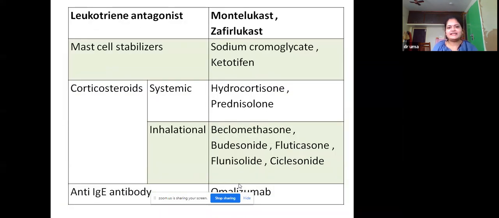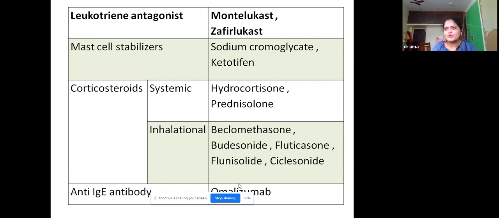And leukotriene antagonists are montelukast and zafirlukast. Mast cell stabilizers are sodium cromoglycate and ketotifen. The corticosteroids are systemic and inhalational. Systemic are hydrocortisone and prednisolone. Inhalational are beclomethasone, budesonide, fluticasone, flunisolide, and ciclesonide.